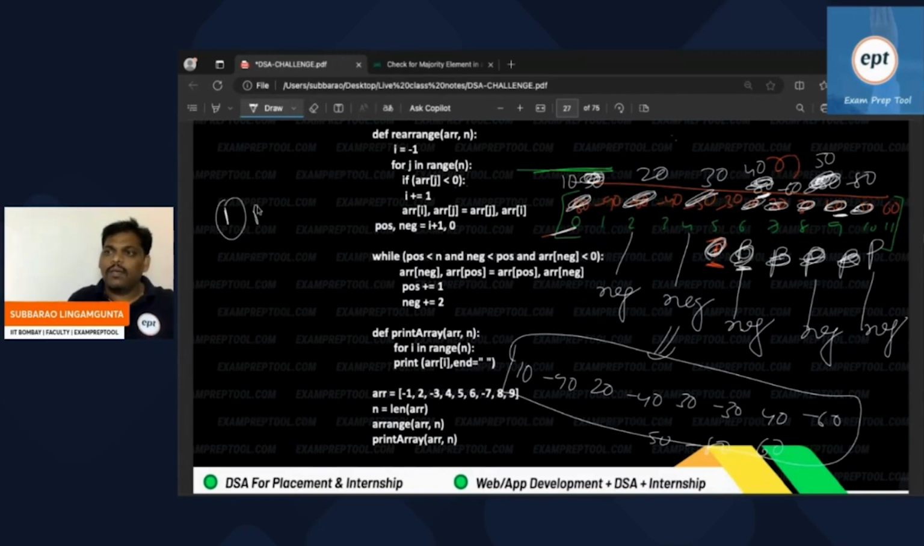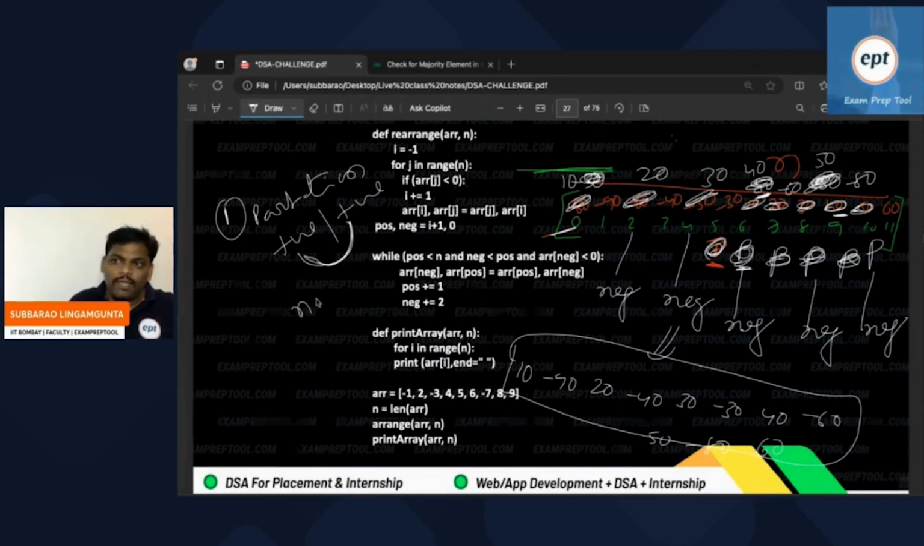First step, apply partition. Pseudo code is: apply partition algorithm, meaning negatives one side, positives one side. Afterwards, swap these two people. Negative will increment by 2, positive will increment by 1. That's it. Then you will get, after partition algorithm is over, right?